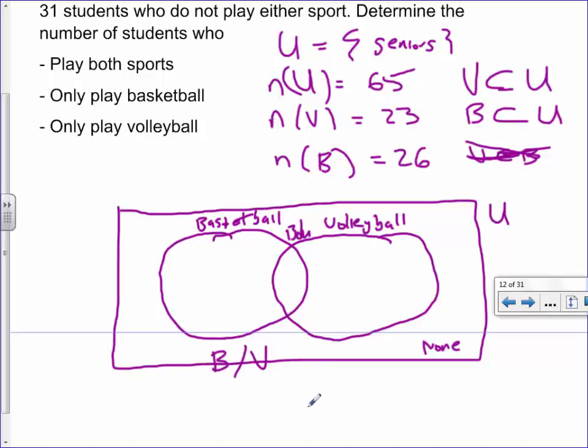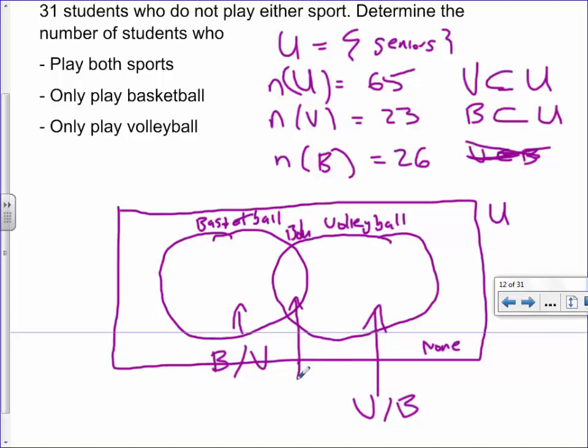And I need to explain how that works. This one right here. This box is B/V. It means basketballers but not volleyballers. So basically what it's meaning is those are the kids who only play basketball. This box right here, I'm going to call it V/B. What it means is we want the volleyballers, but not the basketballers. So essentially what this means is only volleyballers.